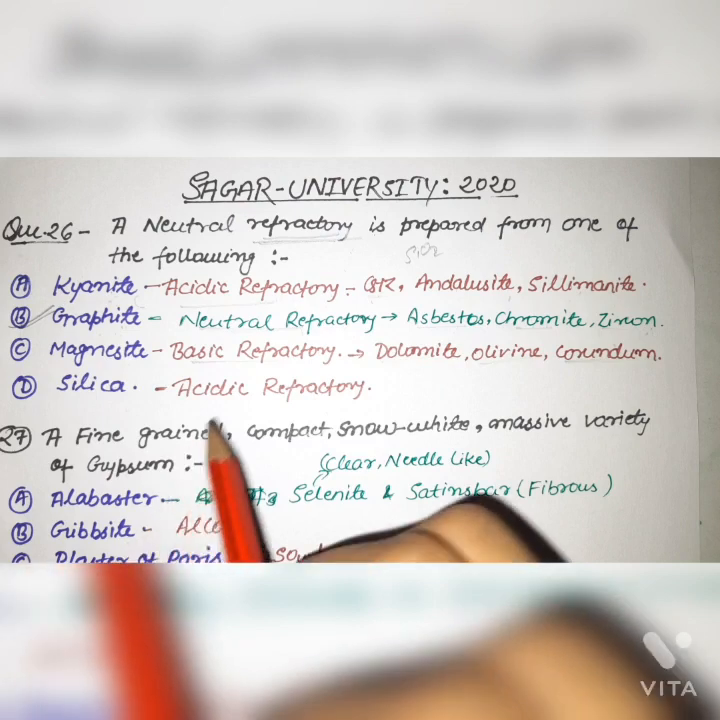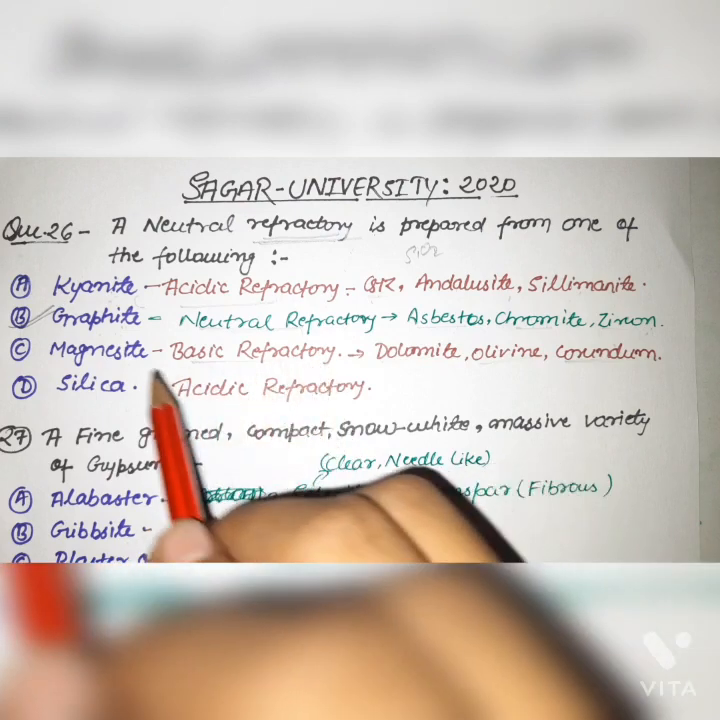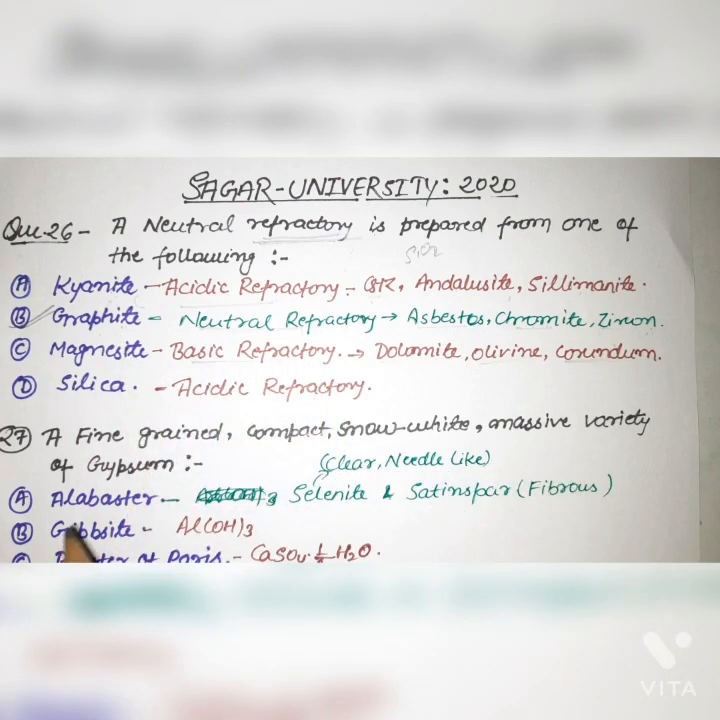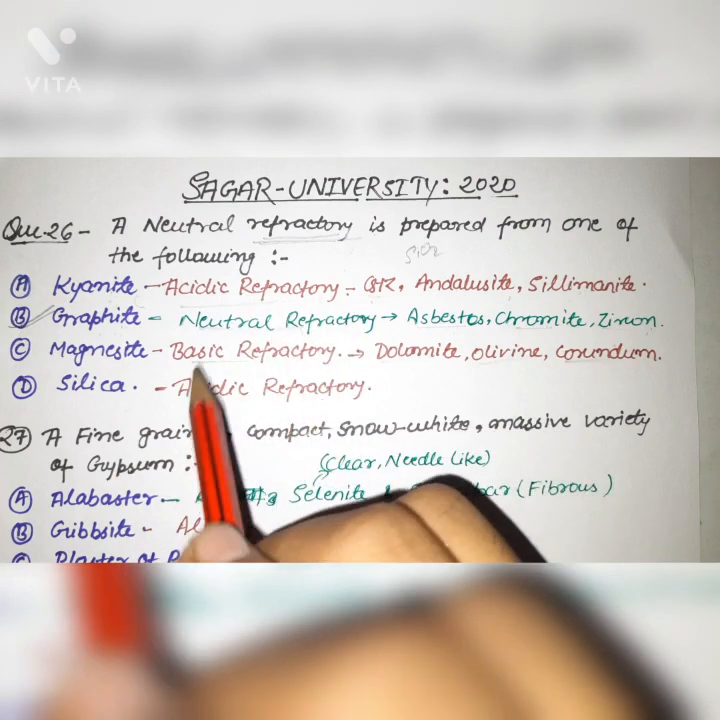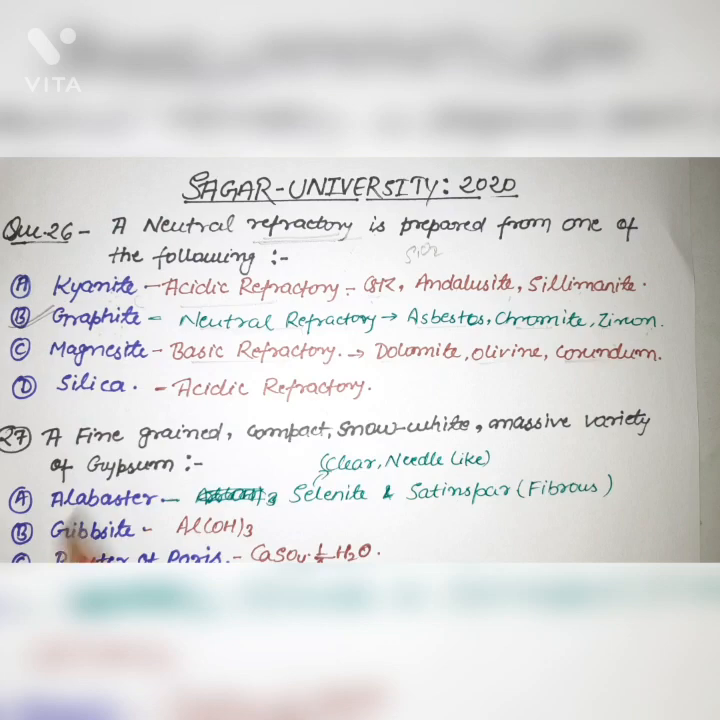If the question were asking about basic refractory mineral, then the correct answer would be magnesite. But if the question were asking about acidic refractory mineral, then it would become an MSQ, and the correct answer would be kyanite and silica. Other than kyanite and silica, andalusite and sillimanite are also acidic refractory minerals.